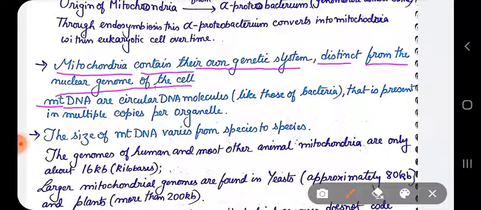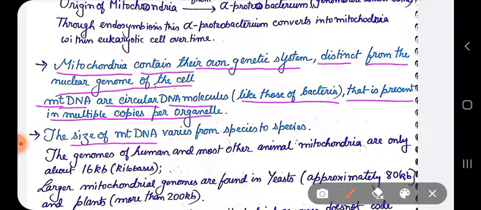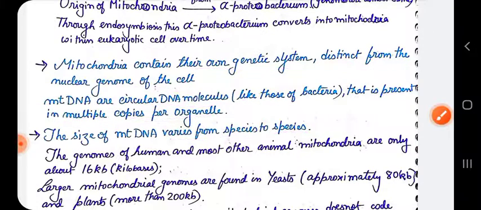Most of the mitochondrial DNA is circular in nature, like that of bacteria. From this we get a proof that bacteria also have their circular DNA, present in multiple copies per organelle. So within the mitochondria, multiple copies of circular DNA are found. The size of this mitochondrial DNA varies from species to species. Not all species will have the same amount of mitochondrial DNA.